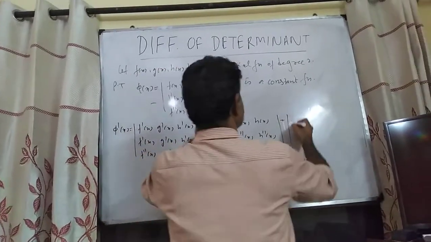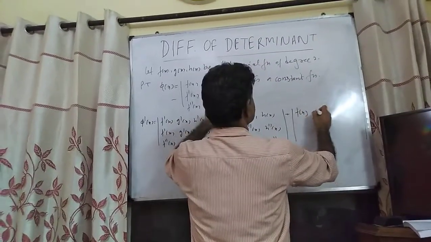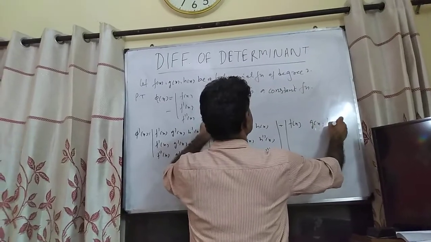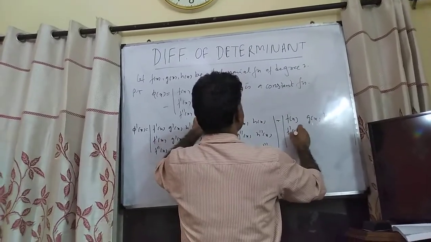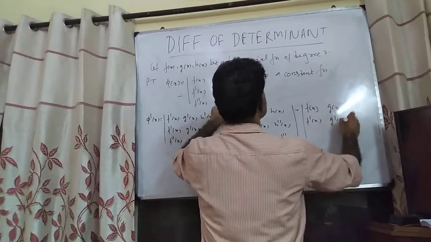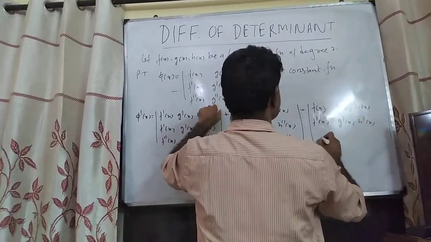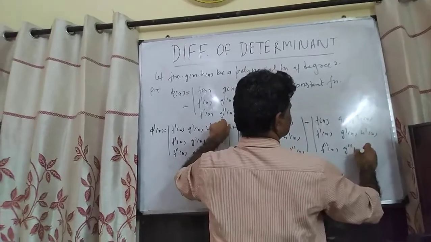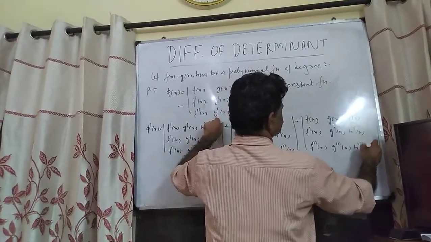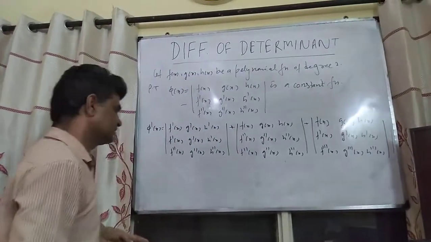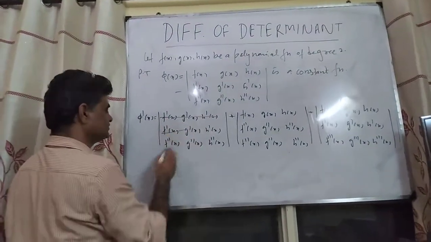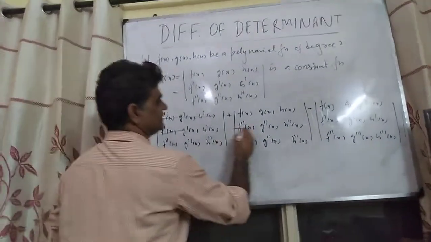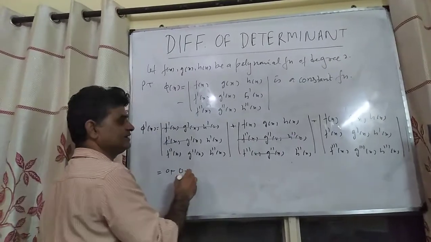Now the third one: the first row will remain the same, f(x), g(x), h(x); f′(x), g′(x), h′(x); and the third row will be differentiated: f‴(x), g‴(x), h‴(x). So here these two rows are the same, so the value of the determinant is 0. Here too these two rows are the same, so the value of the determinant is 0.